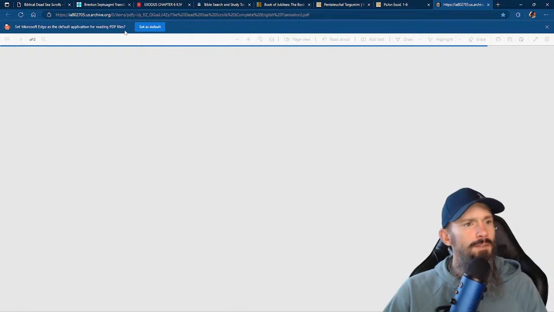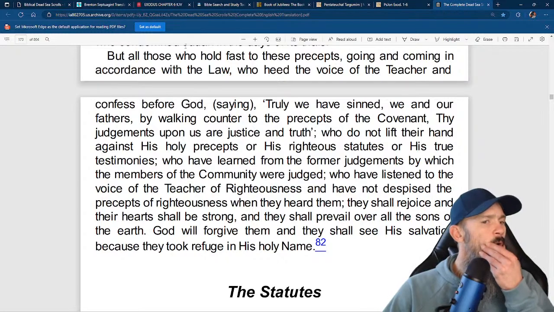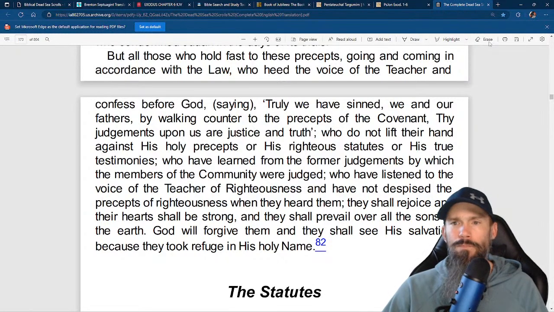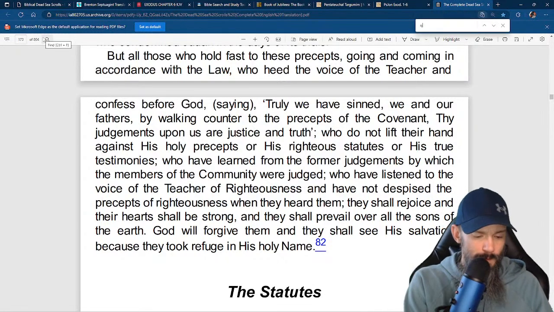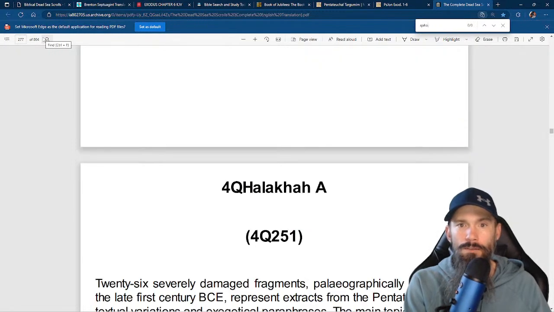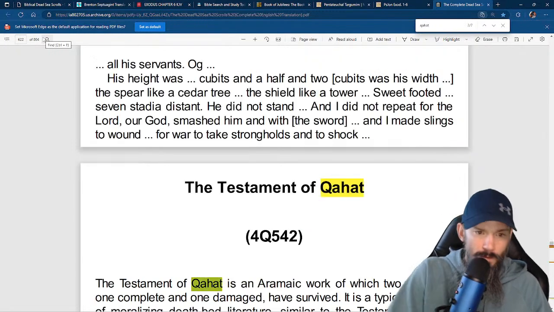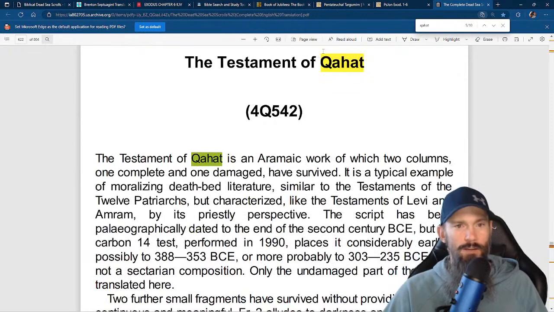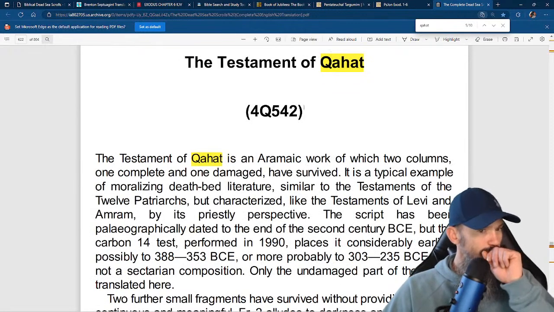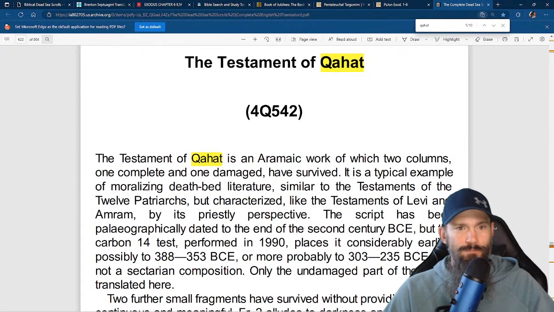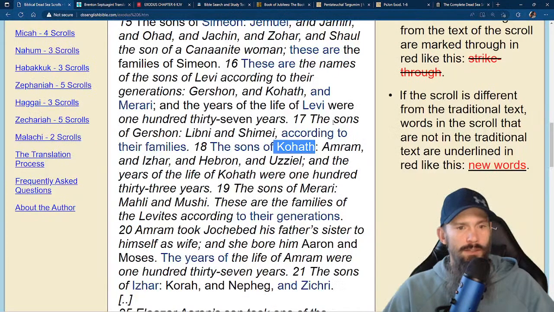Kohath. Let's see here. Kohath. Yep, see. Testament of Kohath. Kohath, father of Amram. Well, I got to translate it like that there. Sons of Kohath. So in the Exodus scroll it says Kohath, and then the Testament of Kohath.